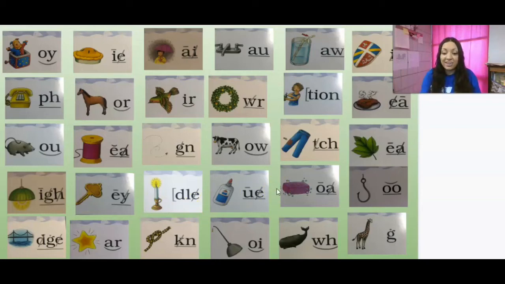Glue, U, digraph UE. Soap, O, digraph OA. Hook, digraph OO. Bridge, J, trigraph DGE. Star, R, combination AR. Knot, ghost digraph KN. Oil, OI, diphthong OI. Well, W, combination WH. And giraffe, J, soft G. Very good.